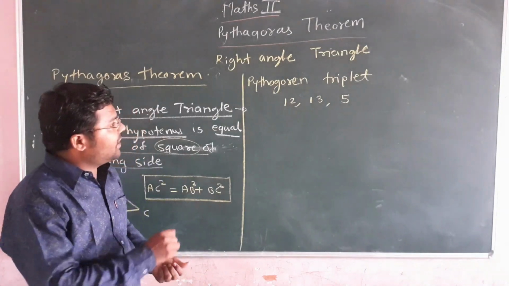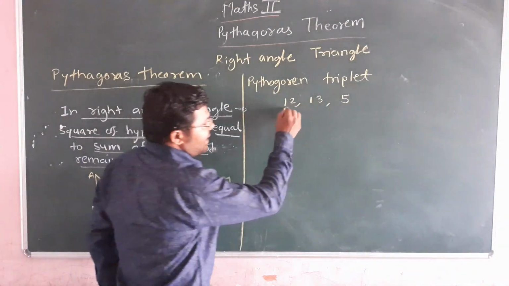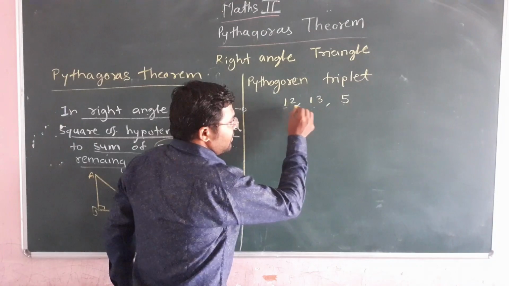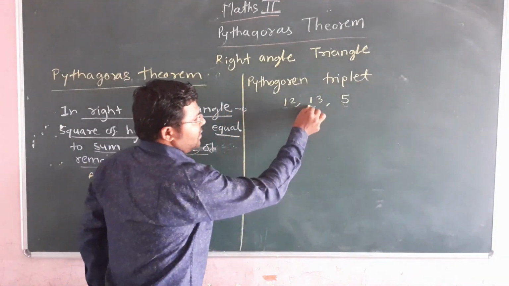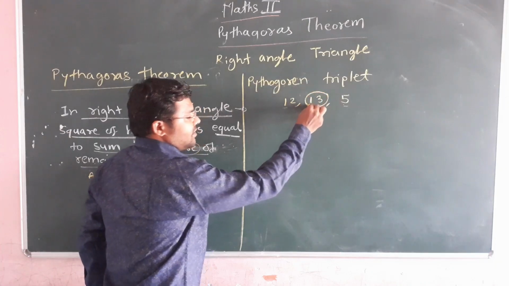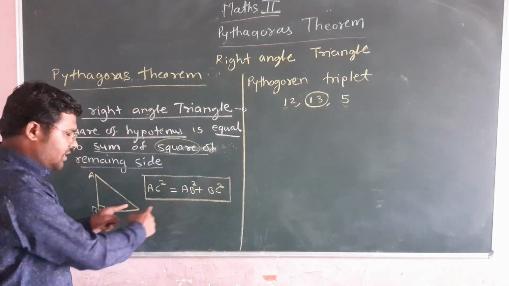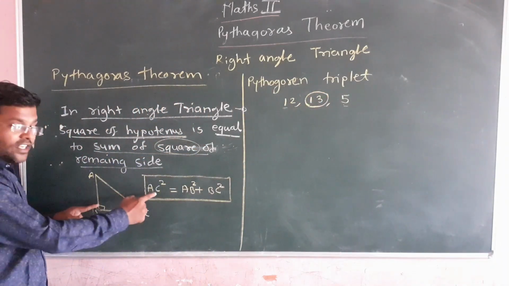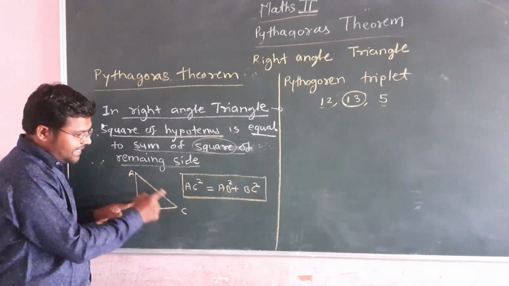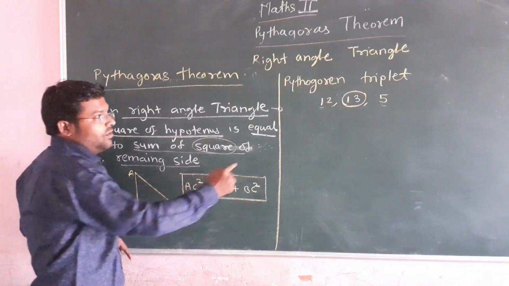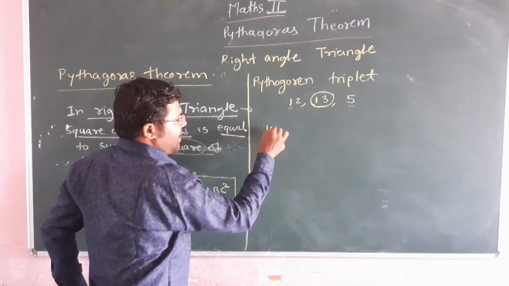First of all, take the largest number. Which is the largest number: 12, 13 or 5? Always, you know, 13 is the largest number, because in the Pythagoras theorem, the largest side is always the hypotenuse. The largest side is AC. AC is the hypotenuse. So take the square of the largest number.